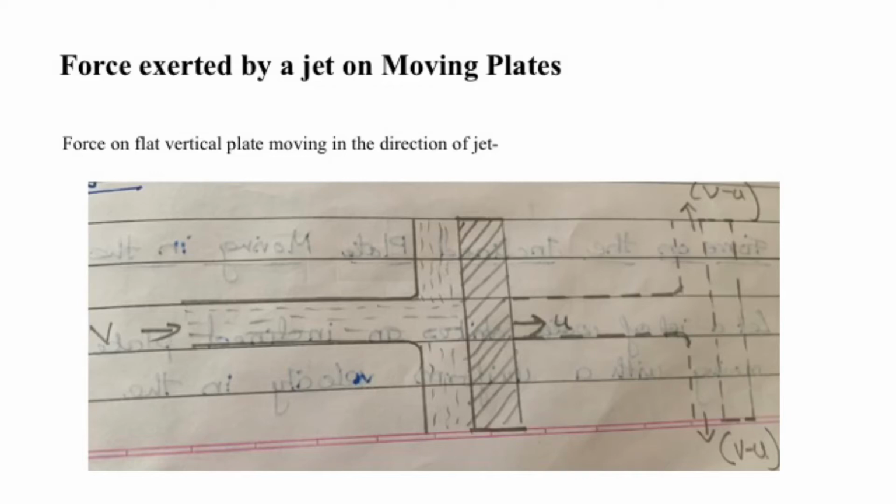Now next we have to see force exerted by a jet on a moving plate. In this first we have to see force on a flat vertical plate moving in the direction of the jet. As you can see in the slide given, there is a vertical plate and through a nozzle a jet is coming with a velocity V.